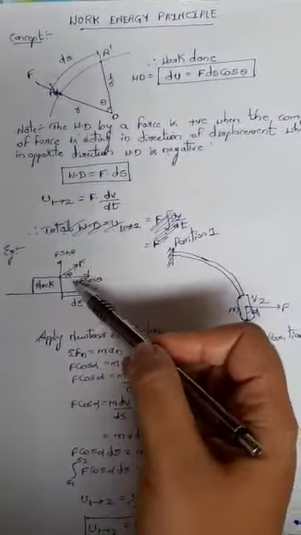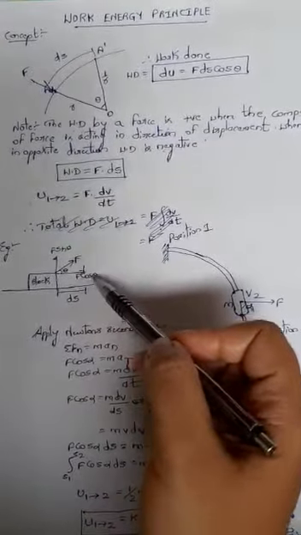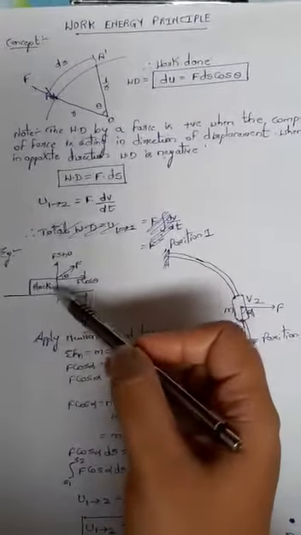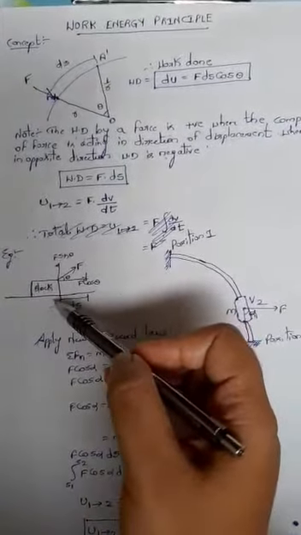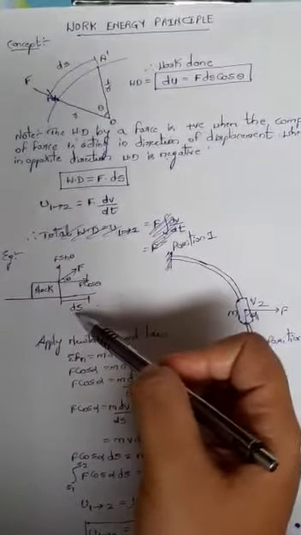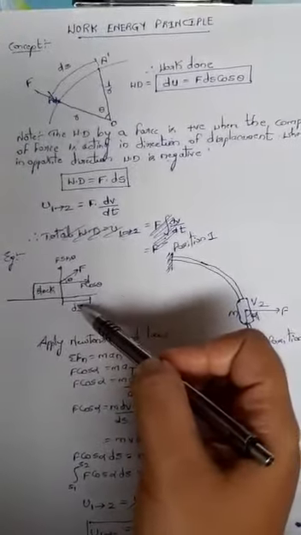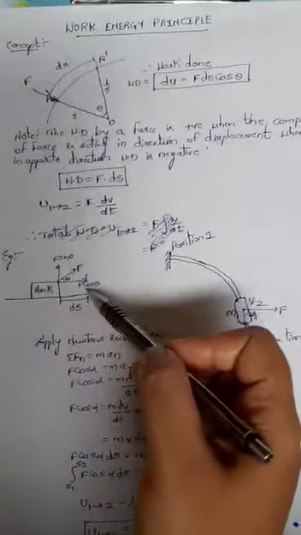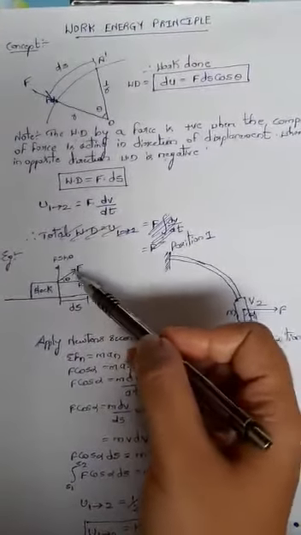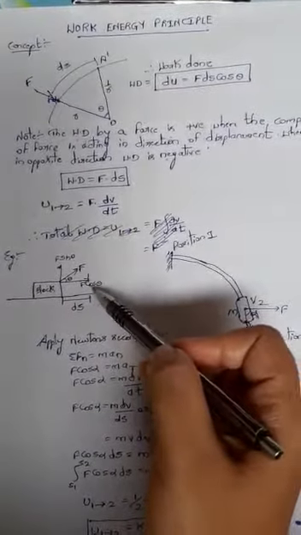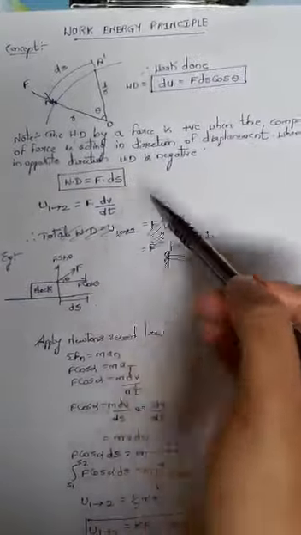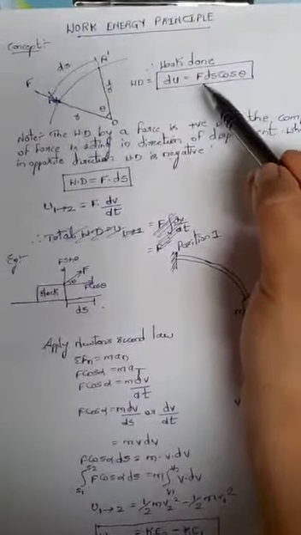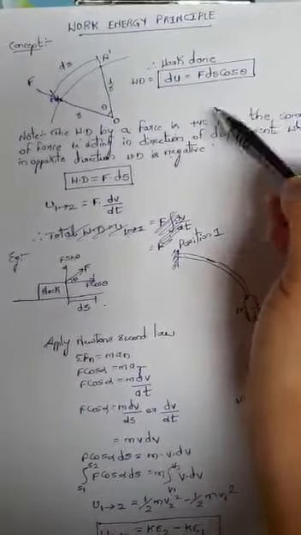But if you apply a force of F cos theta here, then the block gets displaced from position A to B with a displacement ds. That's why the work done on this block is nothing but the product of the amount of force multiplied by its component along that direction where the particle is moving. That's why we have used the equation F into ds cos theta.